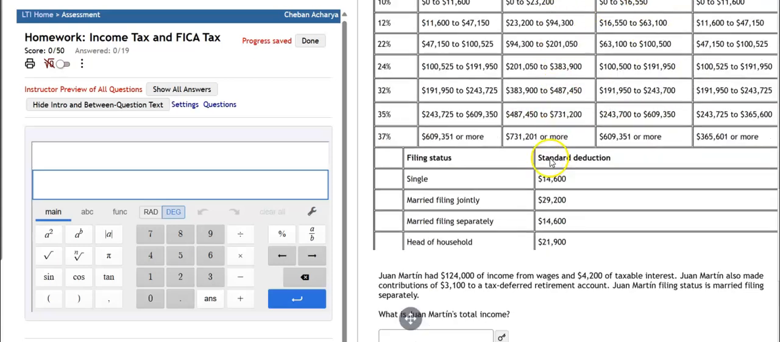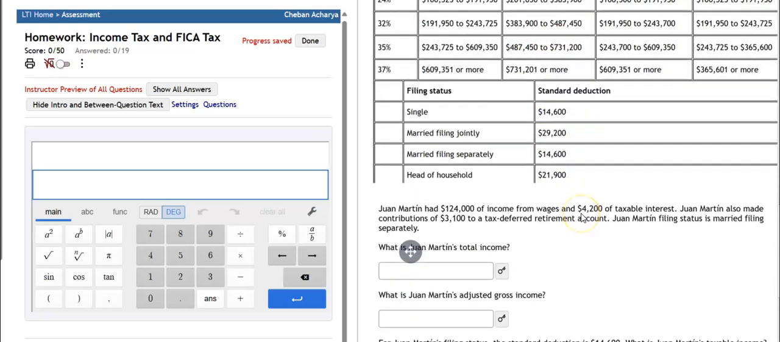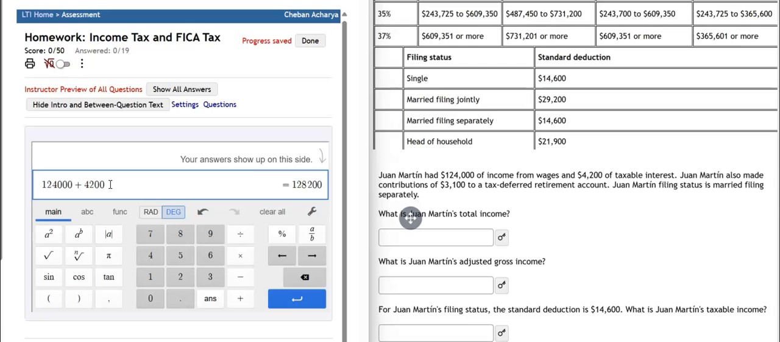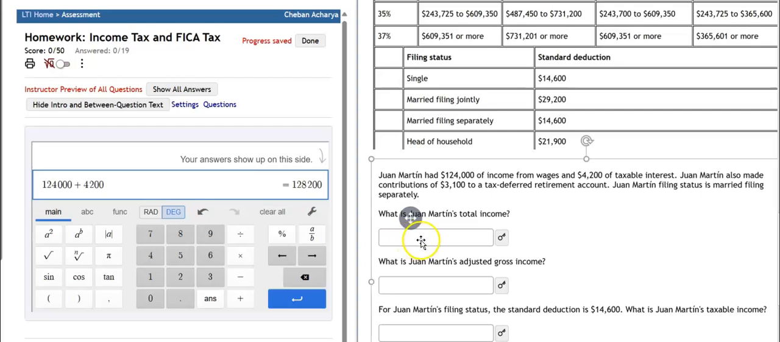Okay. All right. So here the first question was Martin's total income. So total income is going to be 124,000 from the wages and 4,200. If you add these numbers, 124,000 plus 4,200, the total income is $128,200. That's the total income you type here.